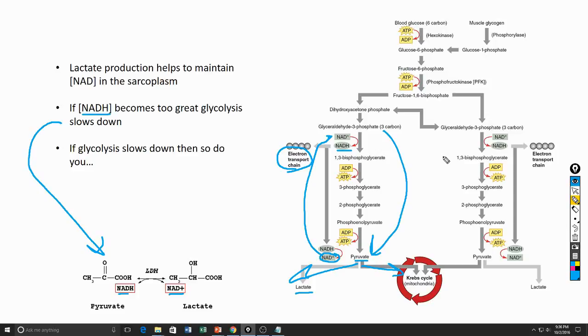So it's not the fastest, as you can see. There's a bunch of steps here, right? But it's still on site. You don't have to cross membranes. It's easy enough to get substrate or glucose to burn. It's a pretty fast system. It's not the fastest, and you don't get the most energy out of it, but it's pretty fast.